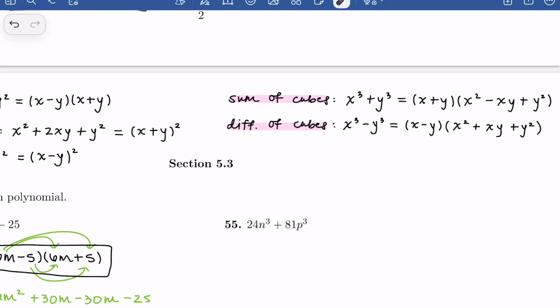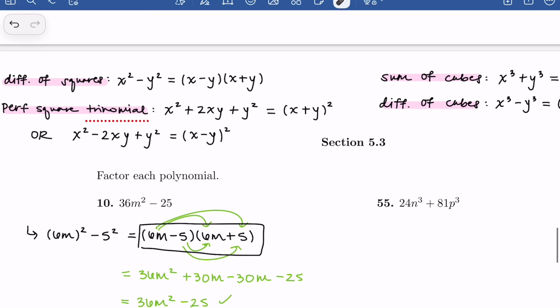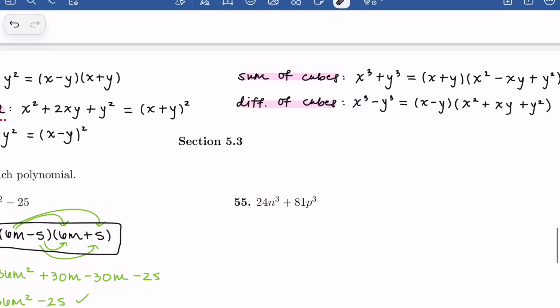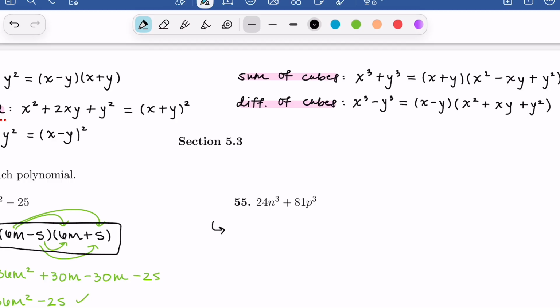But 24 is not a perfect cube, meaning I can't rewrite this using our exponent rules, kind of like how we saw in this one. 36 was a perfect square, so I could rewrite it like this using our exponent rules. But nothing cubed is going to give me 24. And in fact, nothing cubed is going to give me 81 either. So what I'm going to do in this case is see if I can pull out a common factor. Notice that both of these are divisible by 3. So let's see if I pull out a 3, what might we be left with? Maybe we'll be left with perfect cubes.